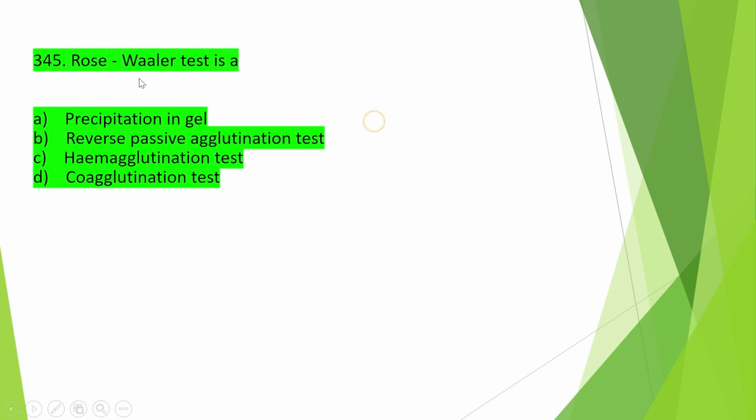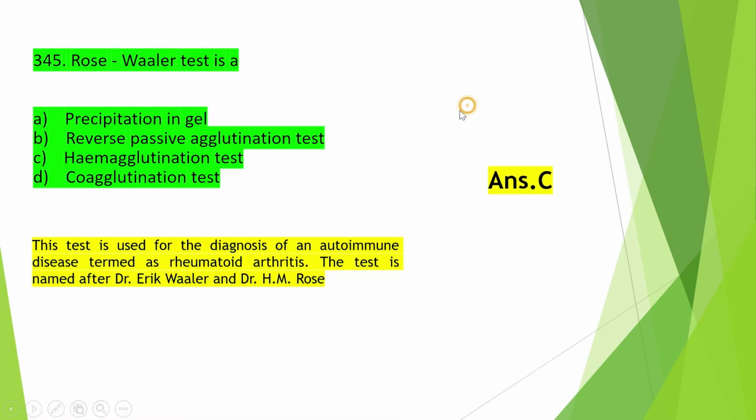So move on to the next: the Rose-Waaler test is a precipitation in gel, reverse passive agglutination test, hemagglutination test or co-agglutination test, and the right one is option C, that is hemagglutination test. So the Rose-Waaler test is a hemagglutination test, and this test is used for the diagnosis of an autoimmune disease termed as rheumatoid arthritis.